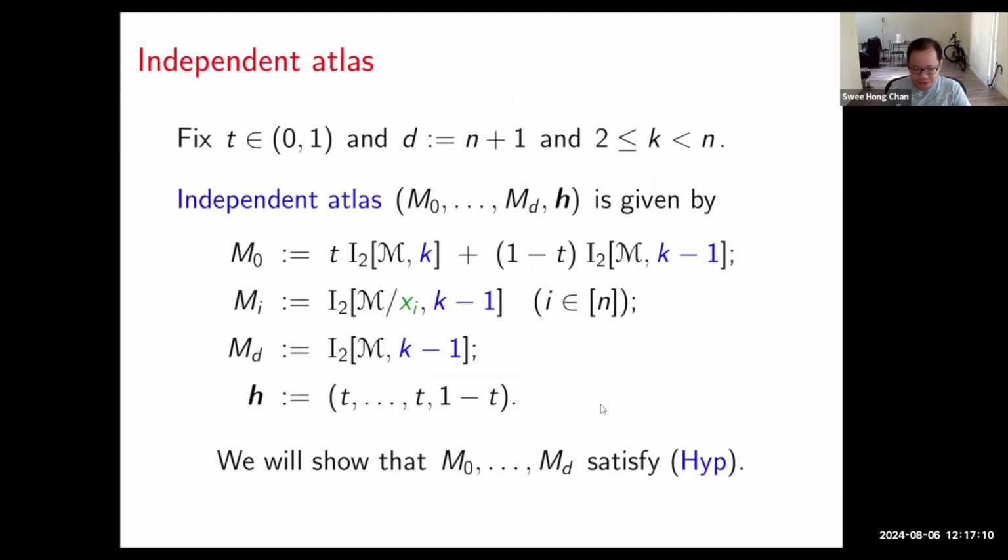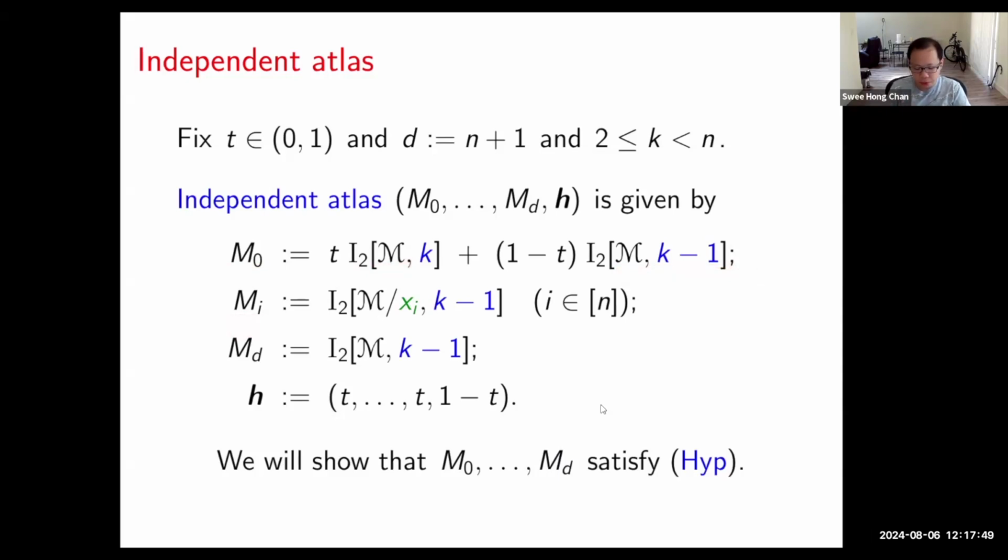Now finally, using that definition, I can define the independent atlas. Fix a number t strictly between 0 and 1. Fix k to be between 2 and m. The reason I start with 2 rather than 1 is that the case k equal to 1 is the base case, and that case is usually trivial. That's why we usually start with k at least 2. I define my independent atlas so that the parent is the interpolation between I_m^k and I_m^(k minus 1). This is just for some technical reasons.